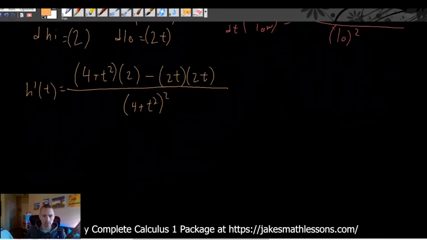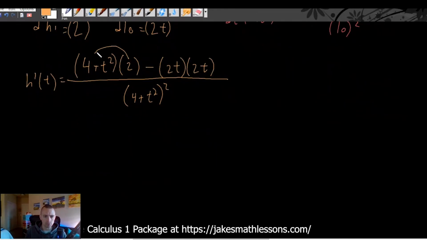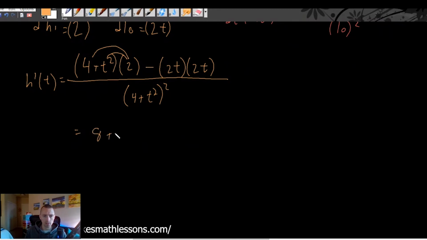So now we can go ahead and simplify this. The 2 is going to distribute into the parentheses there, giving us 8. 4 times 2 is 8, plus 2t squared. 2t times 2t is going to give us minus 4t squared.